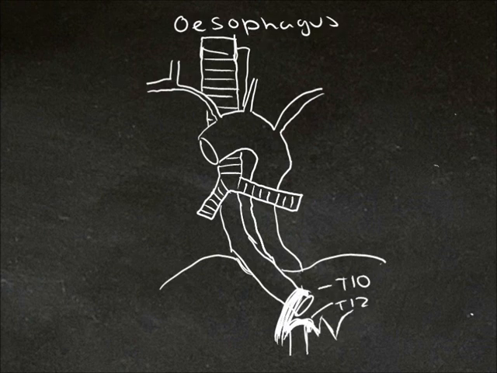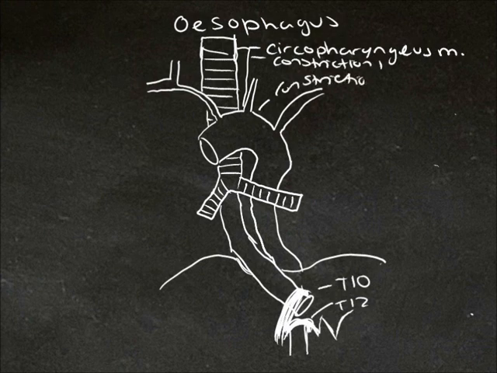So our first sphincter was caused by the cricopharyngeus muscle. And our first constriction was behind the cricoid cartilage. Our second constriction was behind the arch of the aorta. And we had another constriction caused by the left primary bronchus.